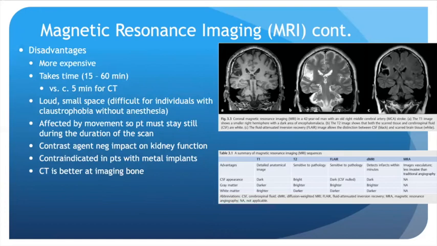The disadvantages of MRI are that they are much more expensive. They take quite a bit of time, 15 to 60 minutes versus 5 minutes for a CT. It is also very loud. It's done in a small space, which is very difficult for individuals with claustrophobia without anesthesia. And it can be affected by movement.